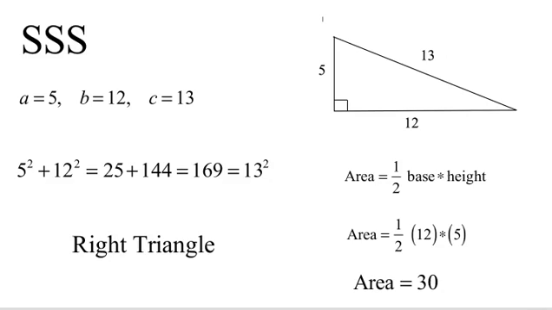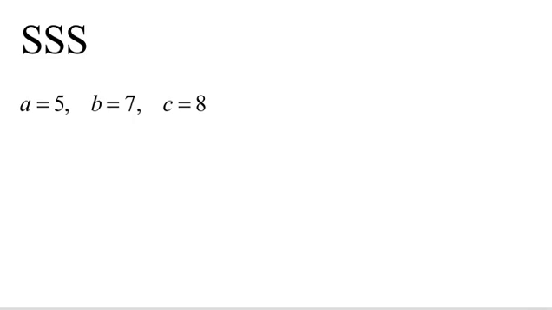So let's take a look at one more example. This will be another SSS triangle. So we have A is 5, B is 7, and C is 8. Well, is this a right triangle? Does 5 squared plus 7 squared equal 8 squared? 25 plus 49 is not 64. It's 74. So it's not a right triangle.